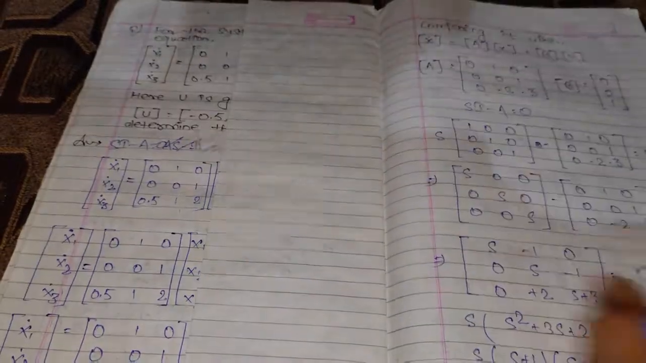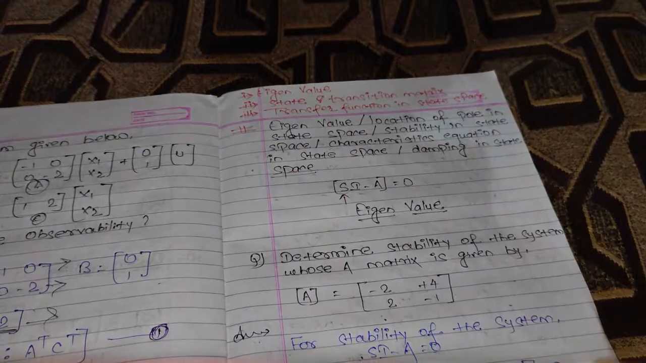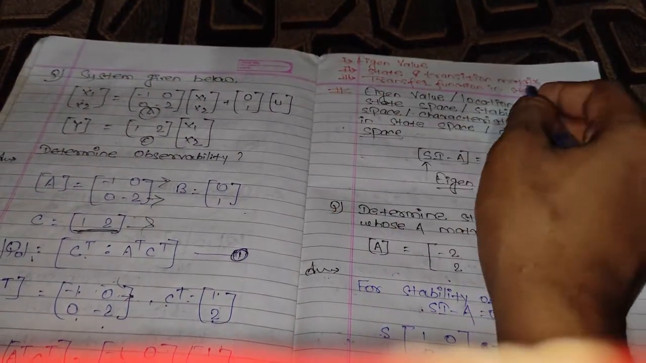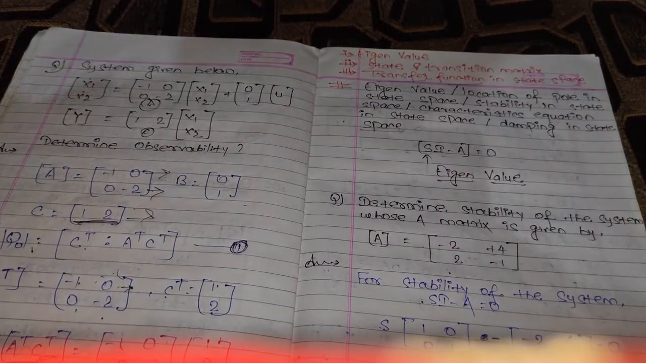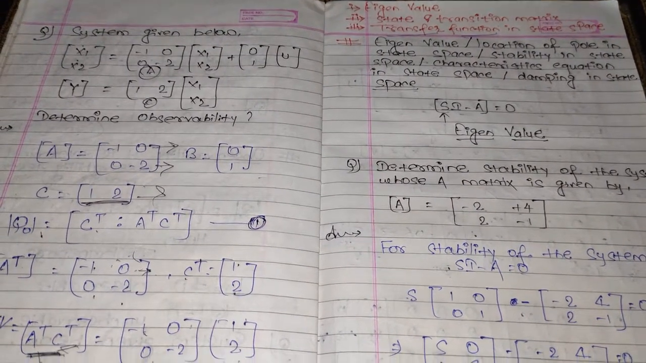So here we have done eigenvalues. Firstly we get the eigenvalues, which are also known as the stability of the system. Then we discussed how we can calculate the state transition matrix, and lastly we found the transfer function in the state space. These are some major concepts in the GATE examination and related questions.